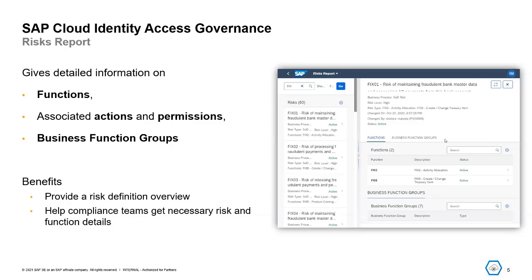In case of a critical access, it will be a single function. So what are the functions that are involved or associated with the risk? And then what are the actions and permissions under that? And then what business function groups is this risk covered under? This provides you a very good overview of what the risk definition is, and helps compliance teams get the necessary risk details and transparency.